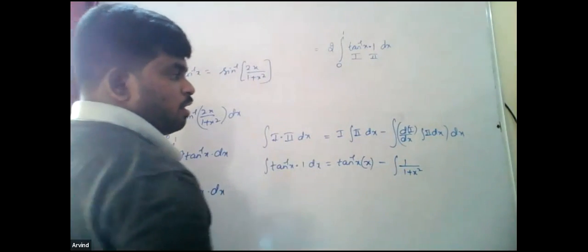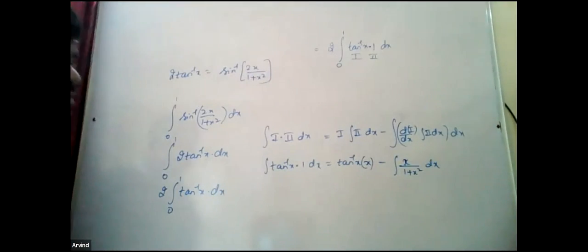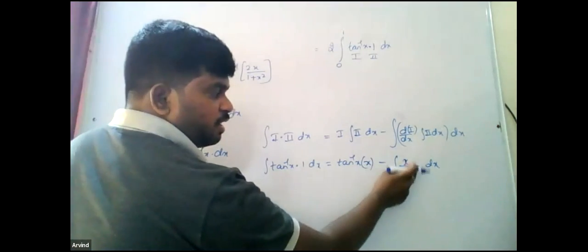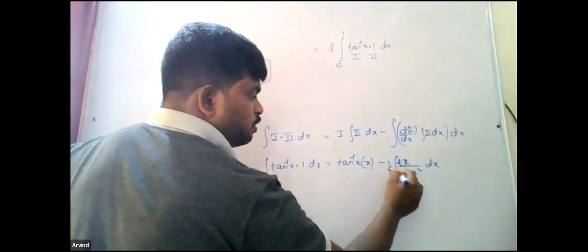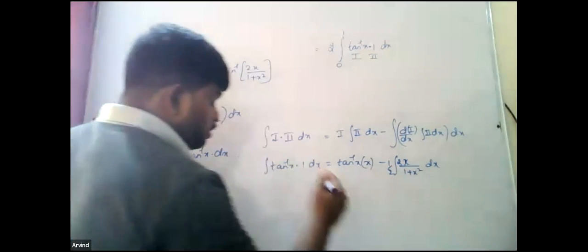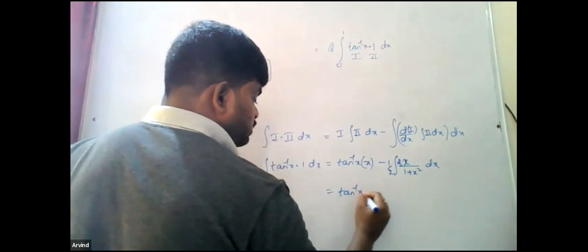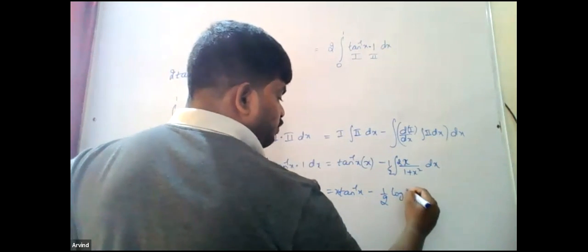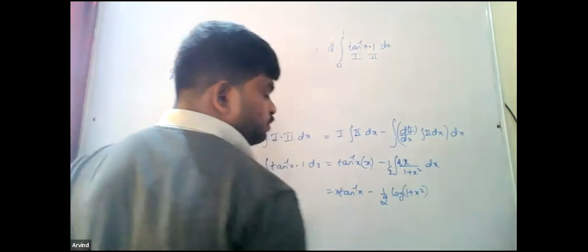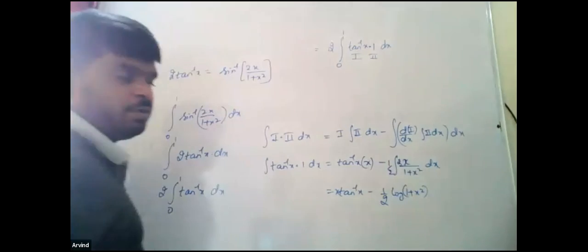Integration of second function is x, so I write x dx. So it is the integral of x by 1 plus x square. If you observe, differentiating the denominator gives the numerator, but the only thing is you don't have 2, so I multiply and divide. So it will become x tan inverse x minus 1 by 2 log of 1 plus x square. Differentiating the denominator gives the numerator.